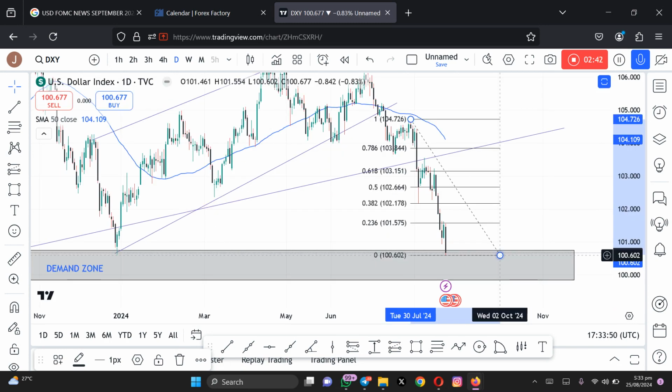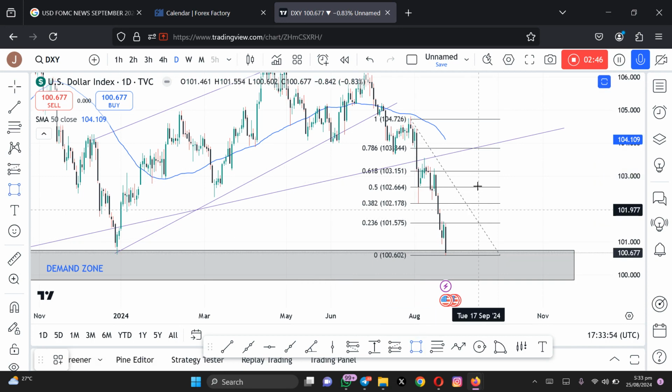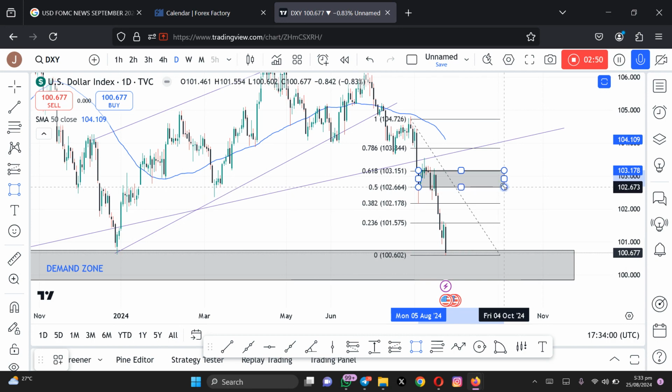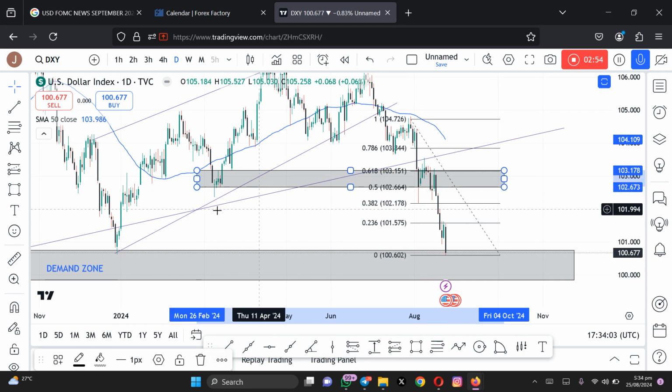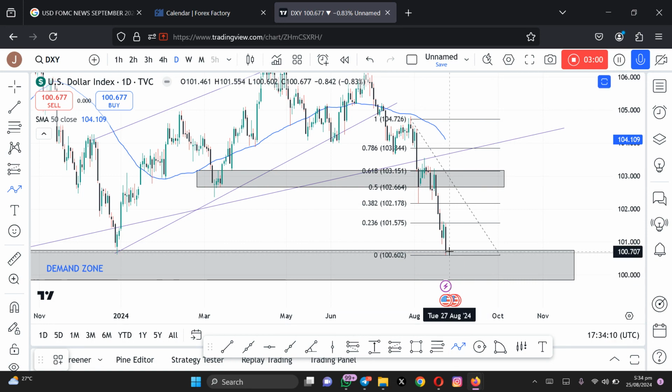On the 1D time frame, we can clearly see the 0.618 and the 0.5 level at this whole zone. This is what I'm expecting, and this whole zone also falls on a stronger resistance area. So we could get a significant pullback again. Then this will give us the opportunity to be looking for sells.